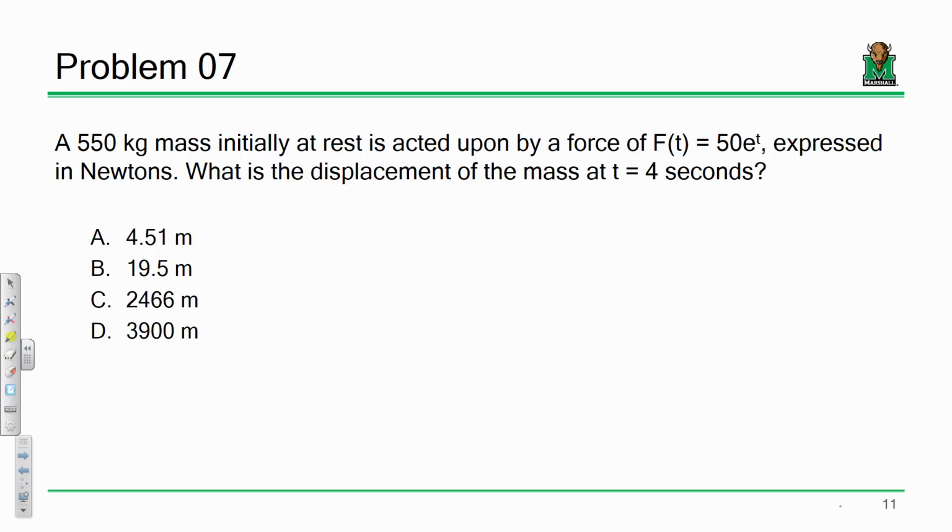All right. A 550 kilogram mass initially at rest is acted upon by a force expressed by this function. What is the displacement of the mass at t equals 4 seconds? So let's think about this. I have a force, I have a mass. If I have a force and a mass, what can that tell me?